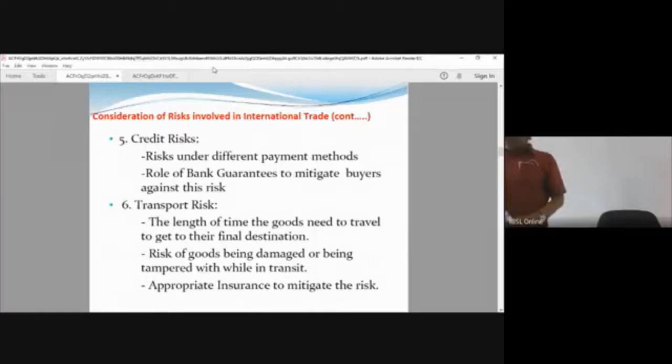What do you mean by that? As per the commercial contract, there are certain documents which they have requested the seller to submit along with the goods. But if they have not submitted properly, then there is a risk of not getting the funds from the buyer. Right? On the other hand, the buyer is also not comfortable because he doesn't know whether he has received the same quality goods which he wanted to have. Right? So number 7 is documentation risk.